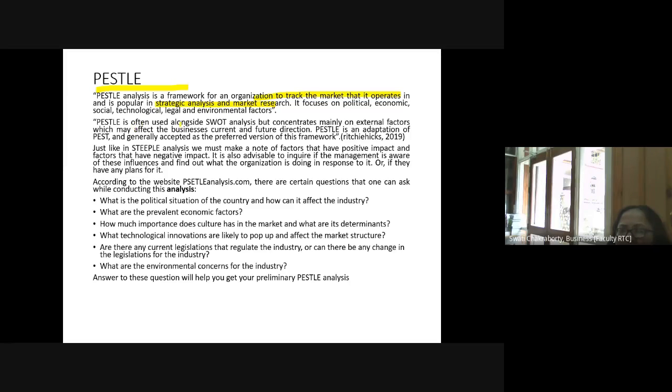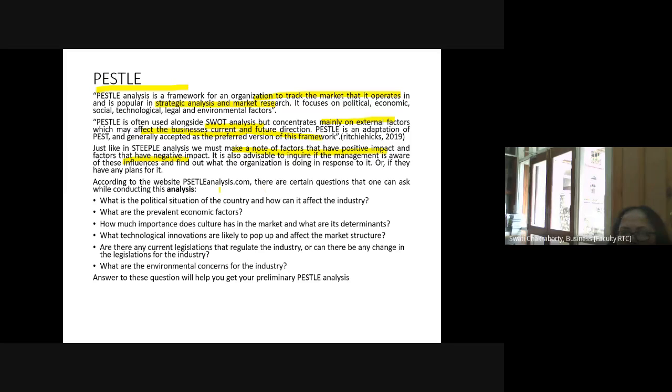And it is usually used along with SWOT analysis, but concentrates mainly on the external factors which may be affecting the business, the current and the future position of the business. Just like SWOT, we must make a note of factors that have positive impact and factors that have negative impact, right? And it's very important for the management to be aware of these impacts, so that they can accordingly respond to it, or decide if they have any plans for it.